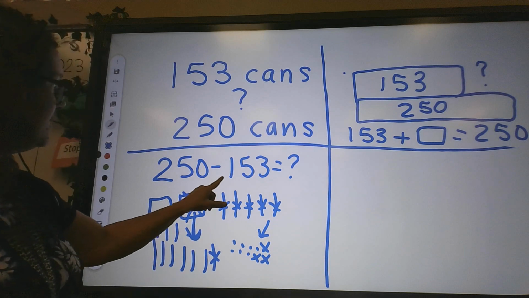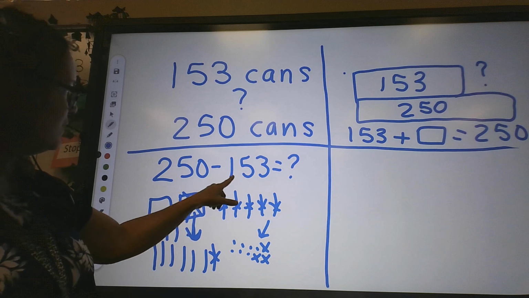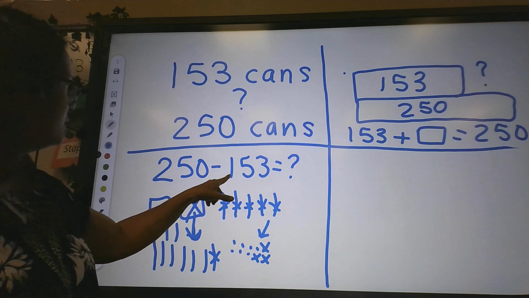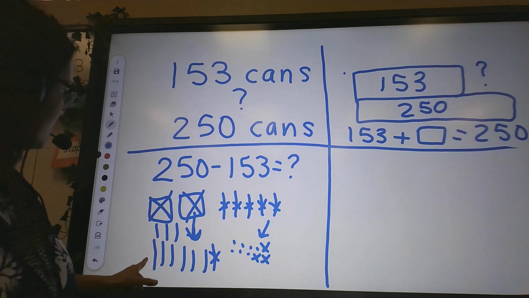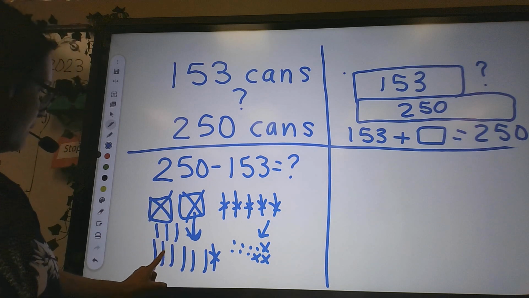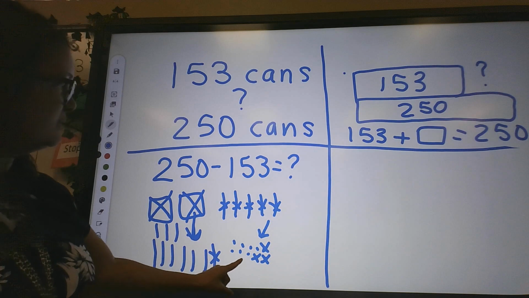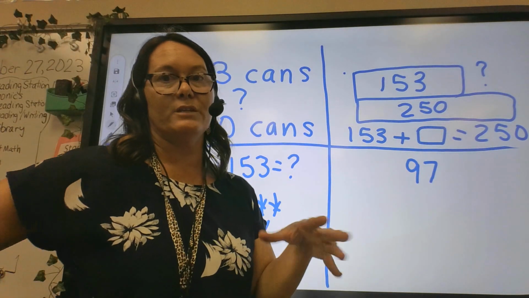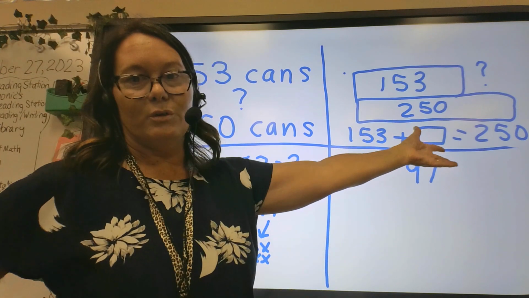And now we need to take away the 100. This one doesn't count. This one's just breaking it so we can take away the 10s. So take away that last 100. So that leaves us with 10, 20, 30, 40, 50, 60, 70, 80, 90, 97. So there are 97 cans that we still need to collect in order to reach 250.